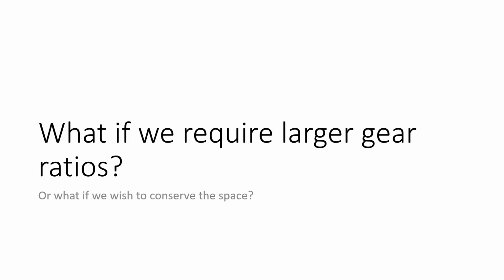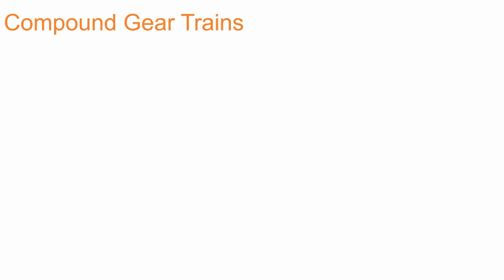In this continuation, we may raise this question: what if we require larger gear ratios, maybe 20, maybe 100? Is there any suitable option available? Or alternatively, what if we wish not only to conserve this space but to transfer the torques in a much more effective manner? And similarly, some other questions may be raised, so I'm going to try to answer these queries in the subsequent slides. Compound gear trains can potentially offer answers to these queries.